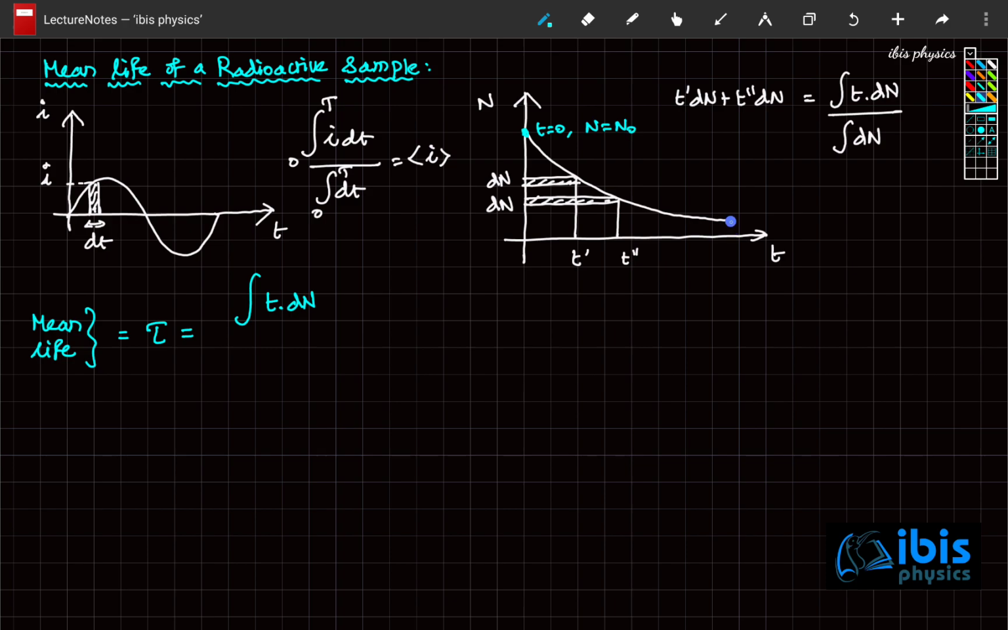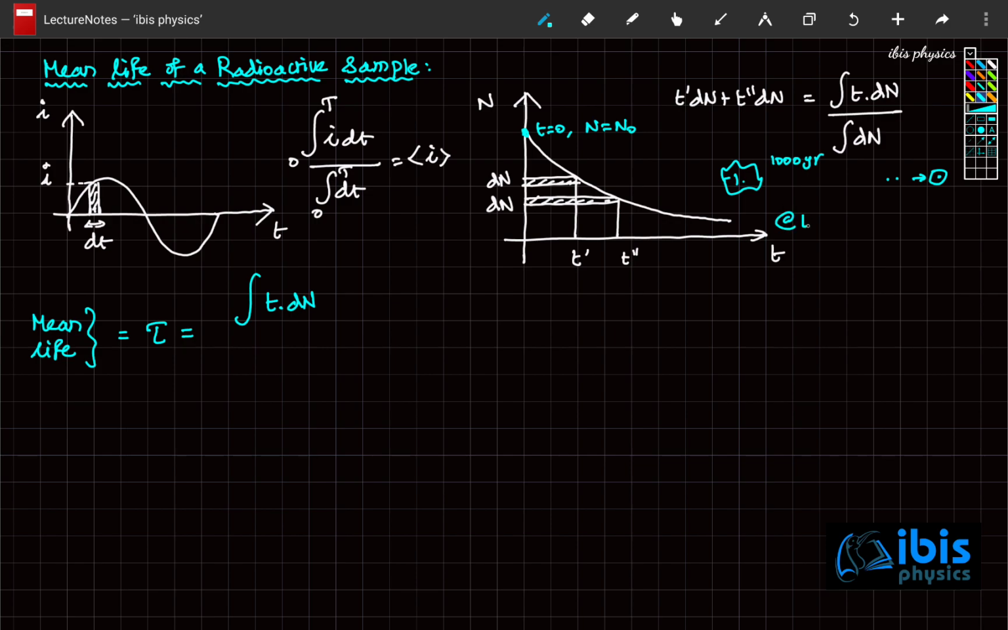So this graph does not touch the x-axis because the last atom decays only after a very long time, which is considered to be infinity. For example, if you start with 1 lakh atoms and the half-life of the radioactive sample is 1000 years, after 1000 years, 1 lakh atoms become 50,000. After another 1000 years, 50,000 becomes 25,000. Like that, if you go on, for the last 2 atoms to become 1, again 1000 more years will pass. So the last atom decays after almost infinite time.